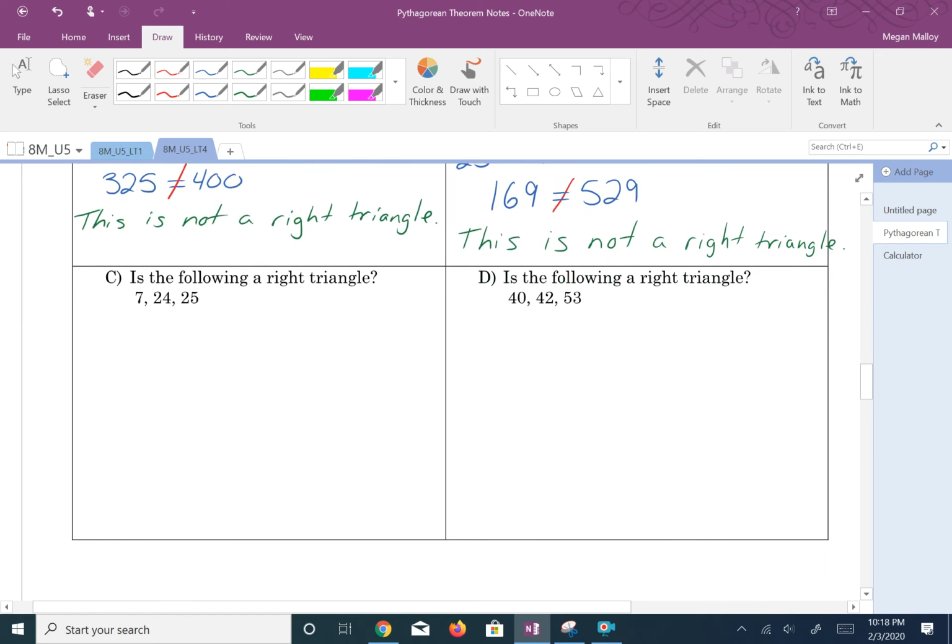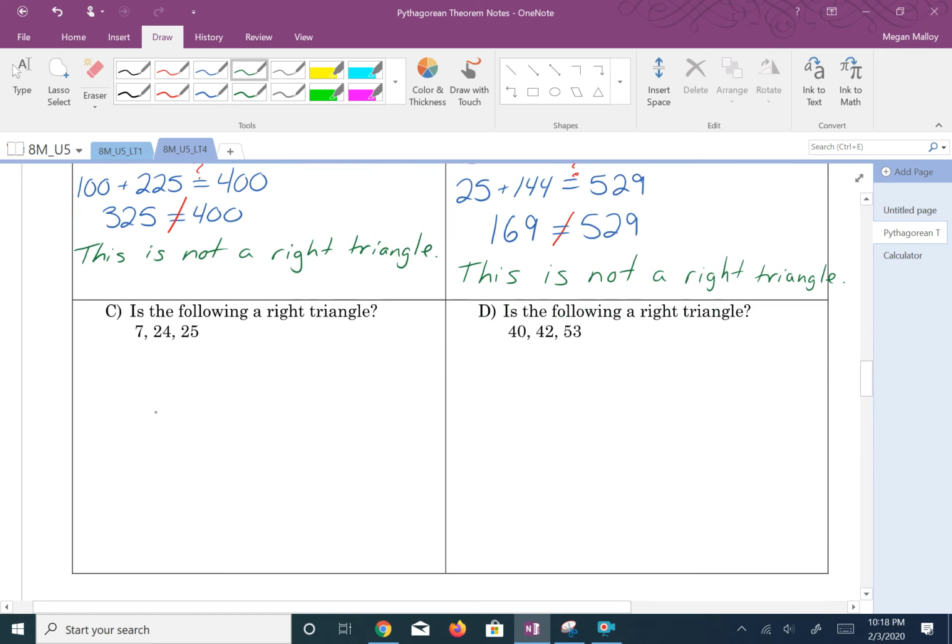Alright, I want you to go ahead and try example 2C and 2D. So pause the video now, and when you restart it, you will be able to check your work with my work. So go ahead and pause right now.